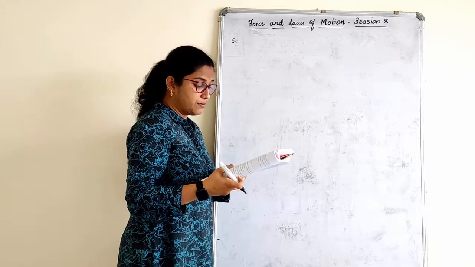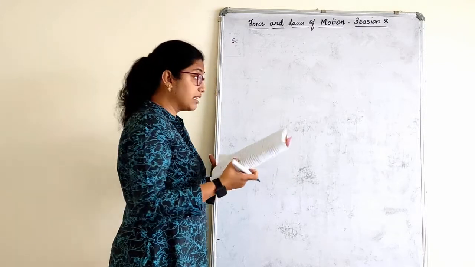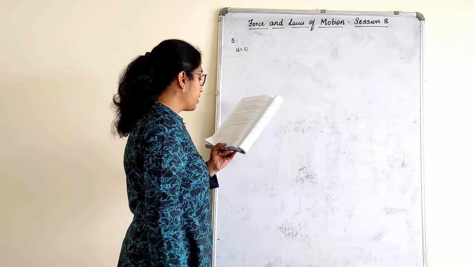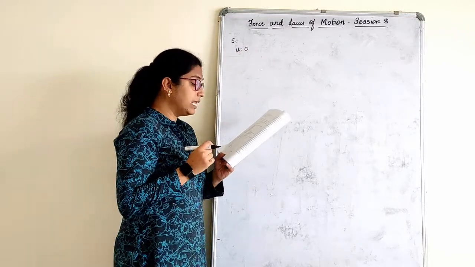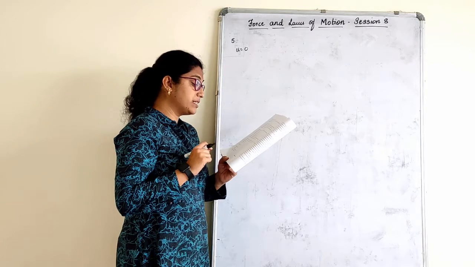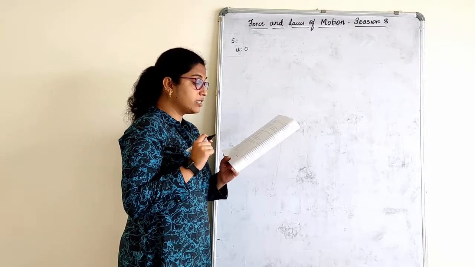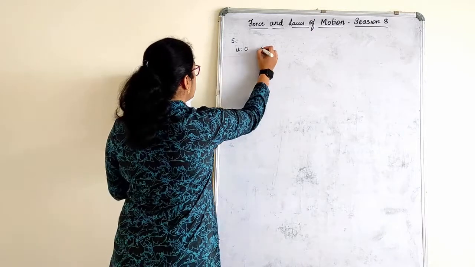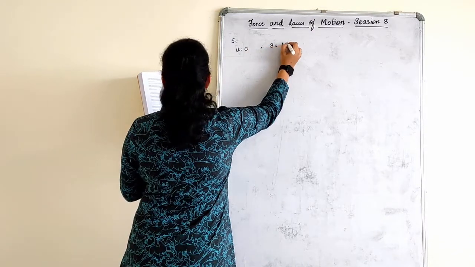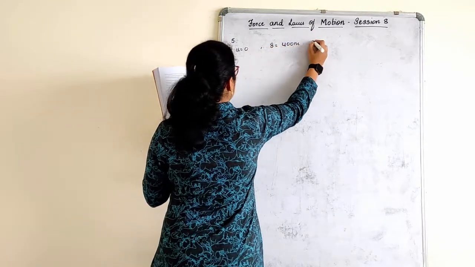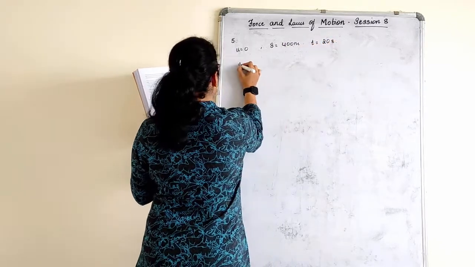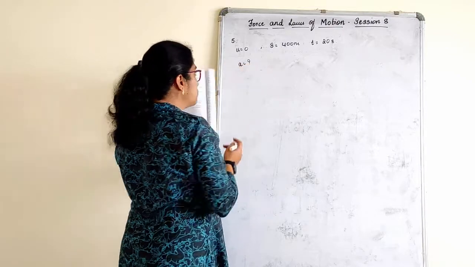A truck starts from rest. So a truck is starting from rest, so I will write u is equal to 0. A truck starts from rest and rolls down a hill with a constant acceleration. It travels a distance of s is equal to 400 meters in time 20 seconds. Find its acceleration. So it is so simple to write.